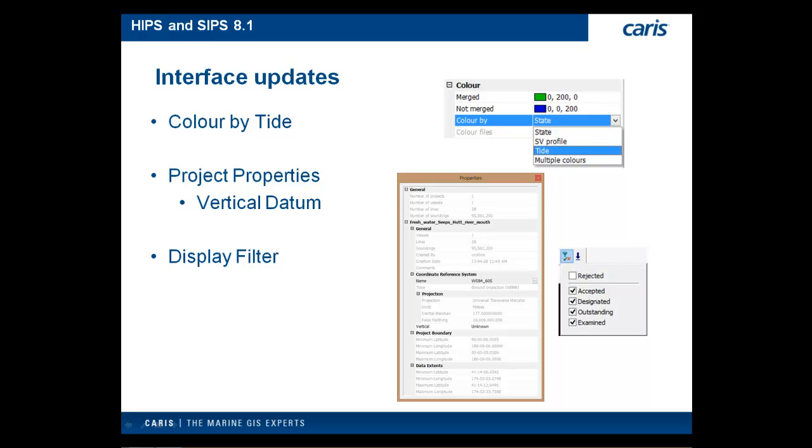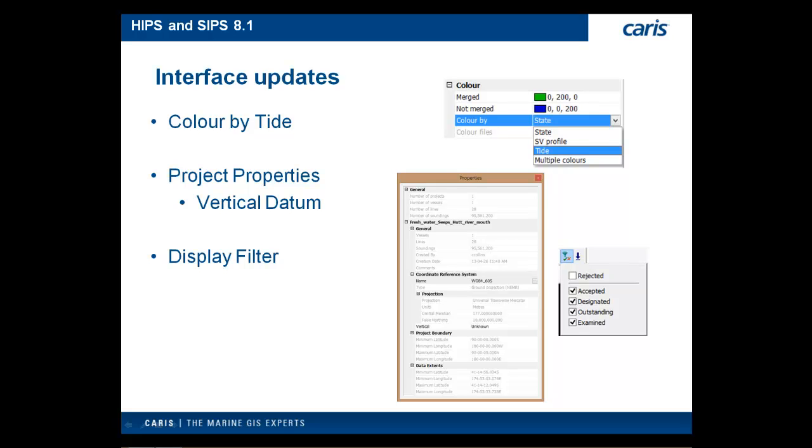Next up, for the last few releases, we've had a bit of a hybrid for project properties, where some things are in the properties window and other entries are only visible in a separate dialog. For Hips and SIPS 8.1, we've consolidated everything into that properties window, and from here you can set your coordinate system as well. On a related note, we've added a vertical datum property as an additional piece of metadata on the project. And like the Caesar file property, it isn't used in any functions yet, but we do have some plans there for the future.